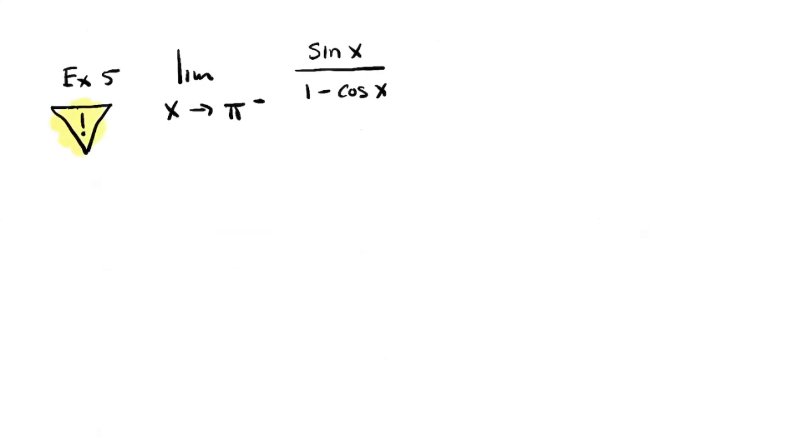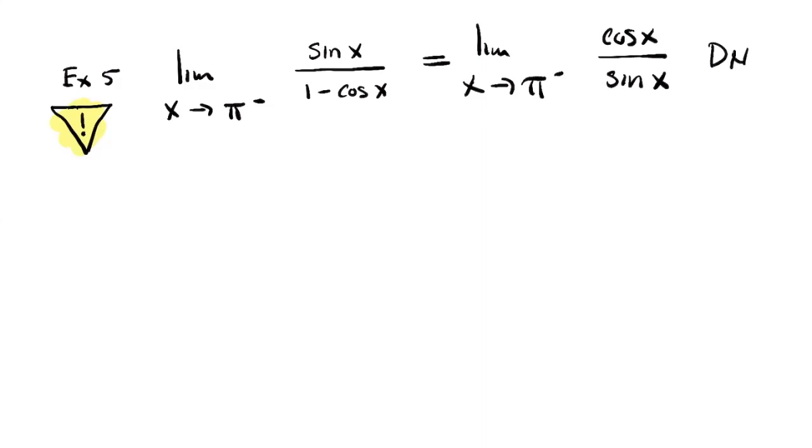Here's kind of a cautionary example. You can see my warning sign over here. If I just applied L'Hopital's rule without checking, I would write something like, this is the limit as x goes to pi from the left. The derivative of sine is cosine. The derivative of 1 minus cosine is sine. So that's the cotangent function. So the cotangent is approaching -1. The sine is approaching 0. So this limit doesn't exist.